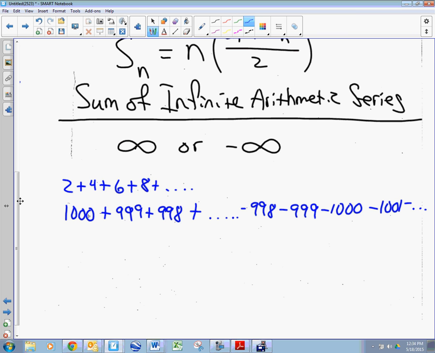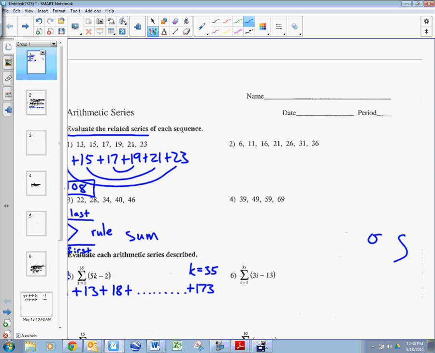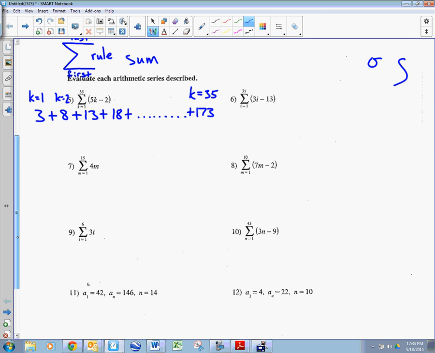So if it's infinite, there's no way. If it's arithmetic and it's infinite, it's either going to go to positive infinity or negative infinity. That's all there is to it. So we can only add up finite arithmetic series and sequences. So go back to your previous problem. Is this infinite or finite? Finite. It has an end right there.